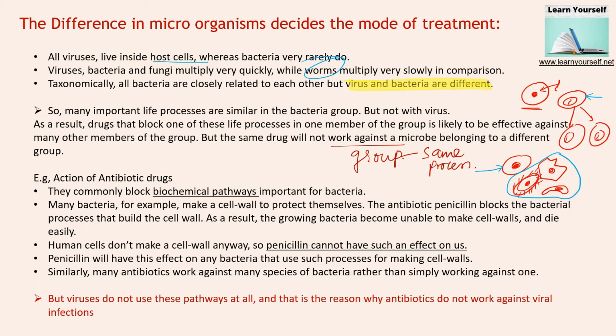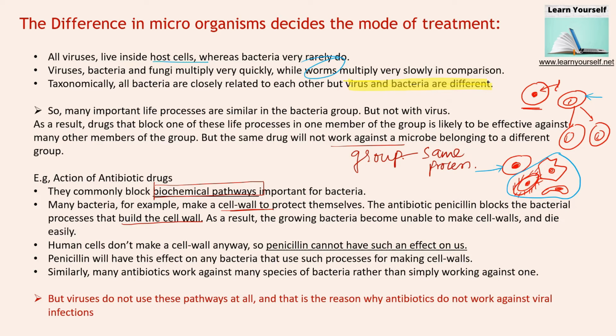How will an antibiotic drug affect us or cure us from bacterial infection? They commonly block biochemical pathways. So they are attacking the biochemical pathways of bacteria. How? Many bacteria, for example, make a cell wall to protect themselves. The antibiotic penicillin blocks the bacterial process that builds the cell wall. As a result, growing bacteria become unable to make a cell wall and die easily.